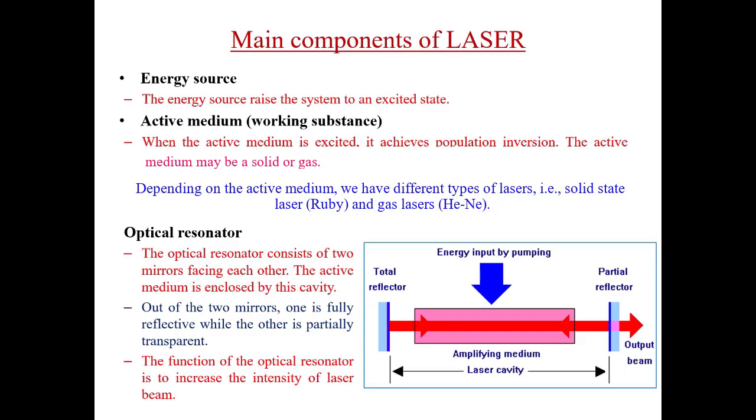The third component of a laser is optical resonator. The optical resonator consists of two mirrors facing each other and exactly parallel to each other. The active material is enclosed by these optical resonators. Out of these two mirrors, one is fully reflective while the other is partially transparent. This is active medium. These are two mirrors where this is fully reflective and this is partially reflective. This region between these two reflectors is known as laser cavity, and the energy is supplied to this active medium for pumping by energy source. And the output beam at the outer face of partially reflective mirror is the beam of laser.